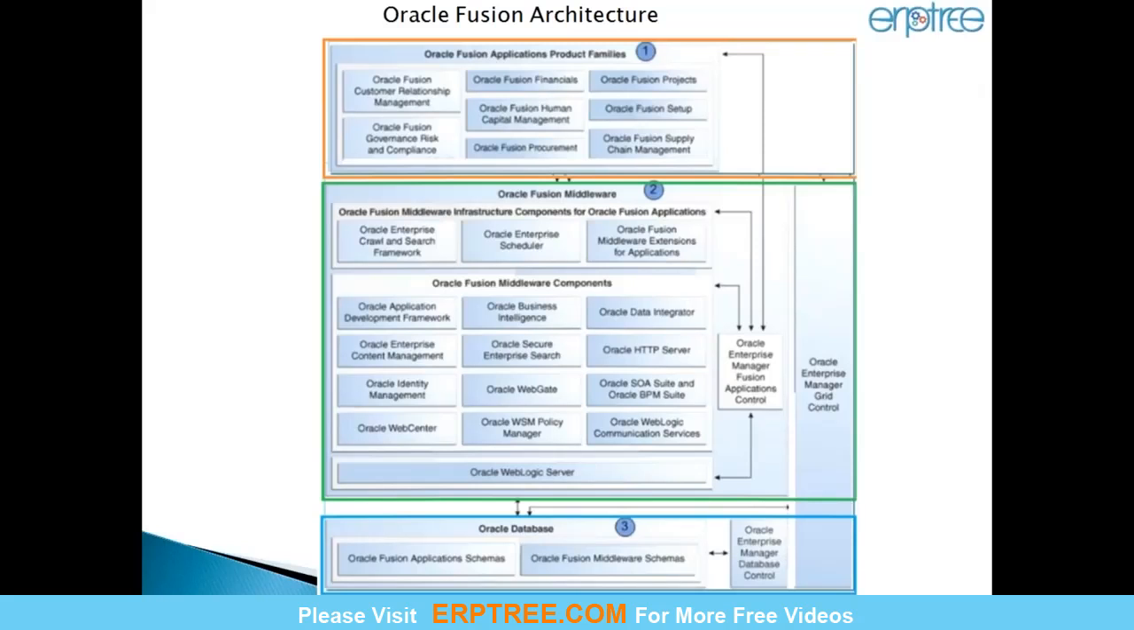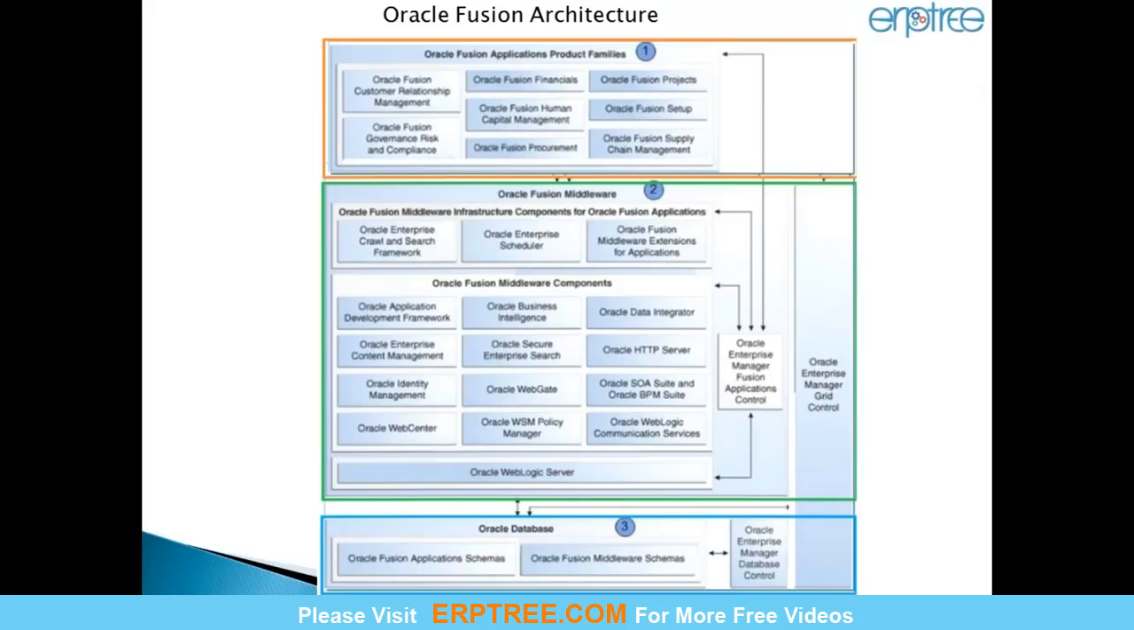On number 2, you will find the Enterprise Crawl and Search Framework, Oracle Enterprise Scheduler, and Oracle Fusion Middleware Extensions for Applications. These are nothing but the Fusion middleware related components. We are not much required to know about each of these things. You can call them technical, but what we need to know is that middleware is the platform on which Oracle Fusion applications are built.